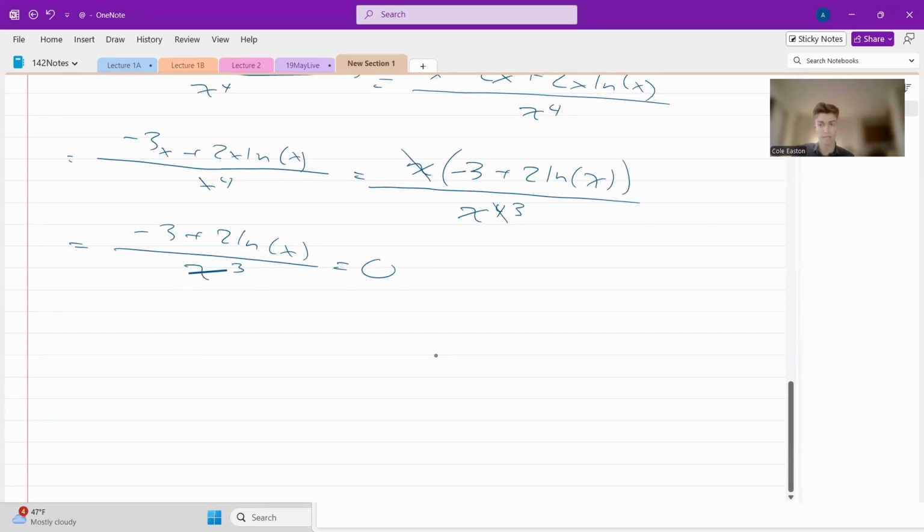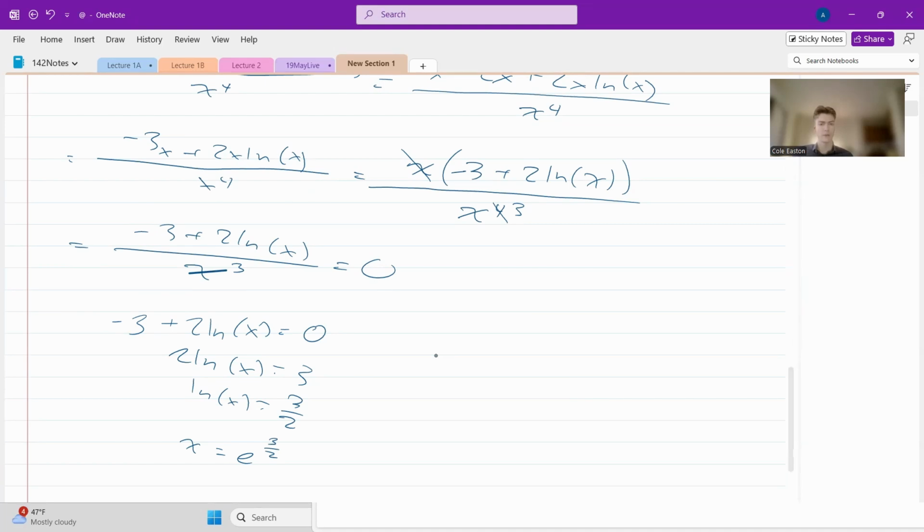And now we can go ahead and set this equal to 0. So let's set the top equal to 0, because that's one way that we can get a change in sign, when we have roots. So -3 plus 2 ln x equals 0. I'll add 3 to both sides. 2 ln x equals 3. Divide both sides by 2. Ln x is 3/2. And so raise e to both sides, and we get x equals e to the 3/2.